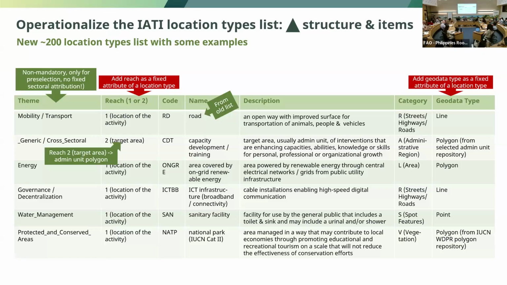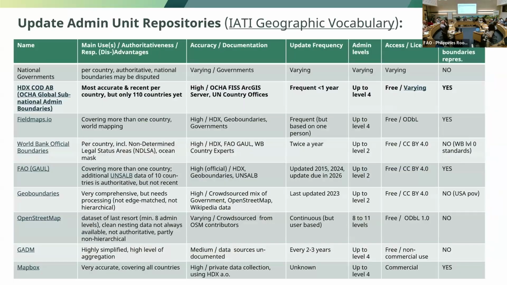And as you can see, we took some location types from the old list that we found useful, like road, and kept it, but added one-to-one connections to additional attributes. And then we added lots of location types which were not there, like there was not even sanitary facility. Maybe not so important for the military, but important for us. And you have also an example of an IUCN location type, national park, and also target area related location types like capacity development and training, which completely wasn't there before at all. So these are some examples.